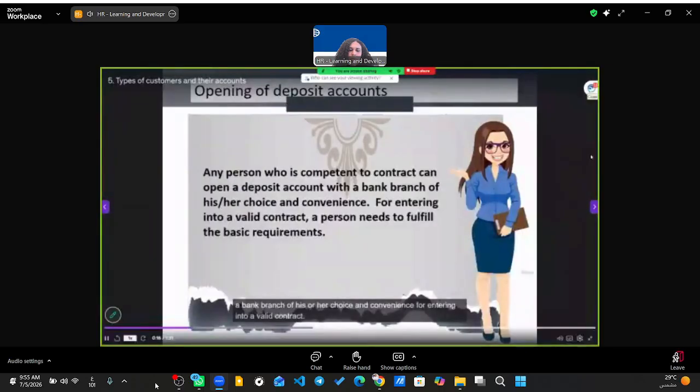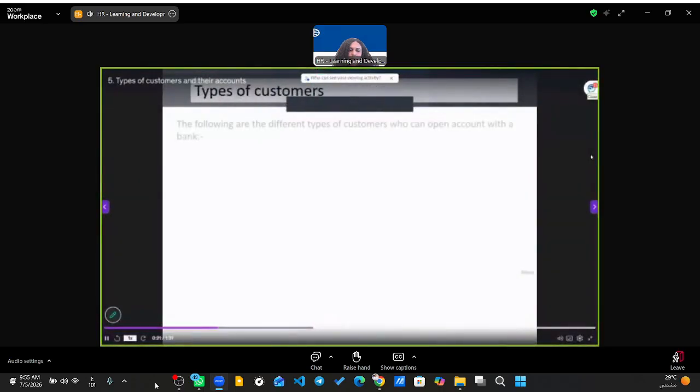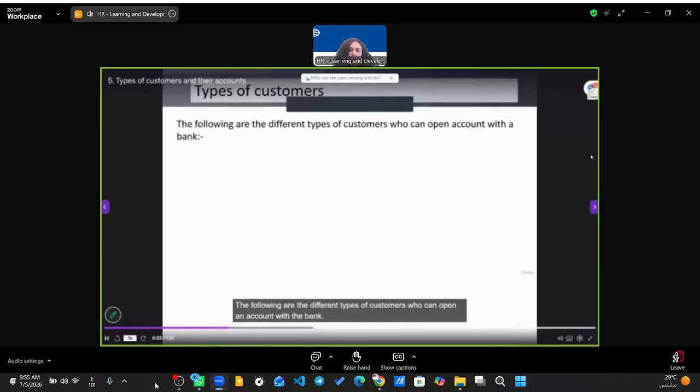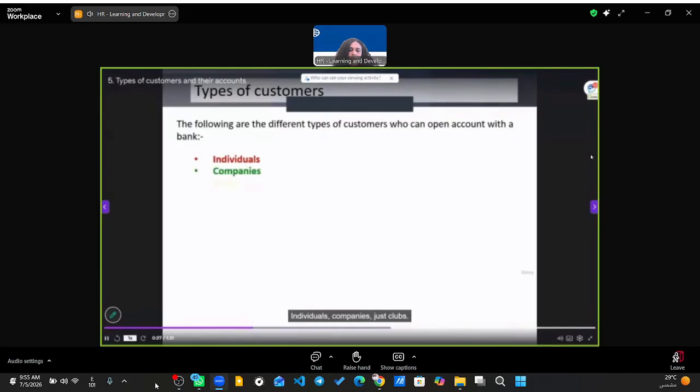For entering into a valid contract, a person needs to fulfill the basic requirements. The following are the different types of customers who can open an account with a bank: individuals, companies, trusts, clubs. Let's look at each of these in detail.